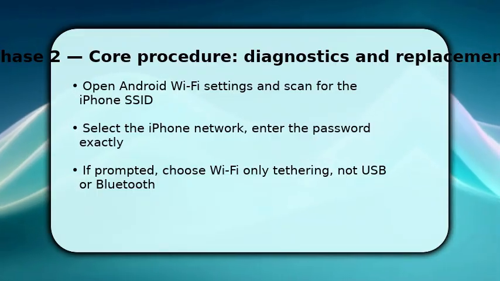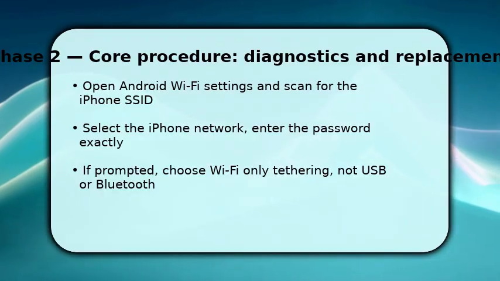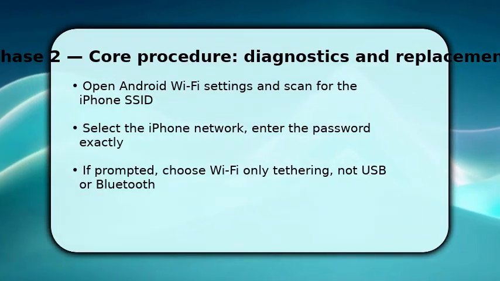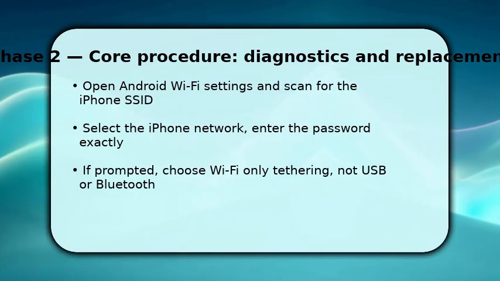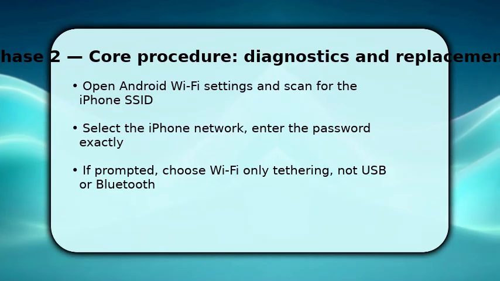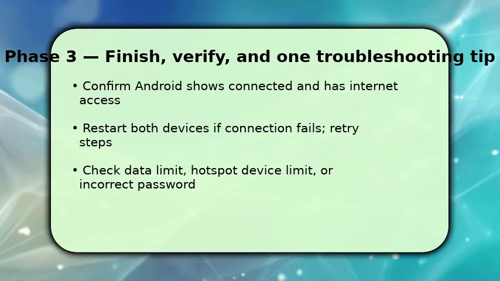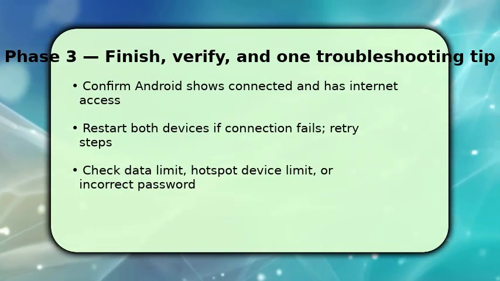After you connect, check the Android shows internet access. If not, forget the network and retry typing the password. If the iPhone asks to allow this device, confirm. Also make sure Android's airplane mode is off so Wi-Fi can function normally while tethering. Finally, verify the Android browser or app loads a page to confirm internet access.